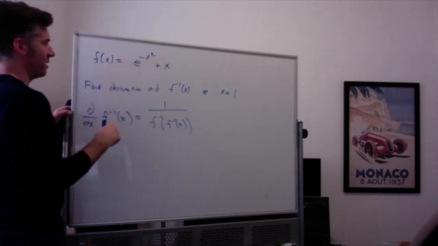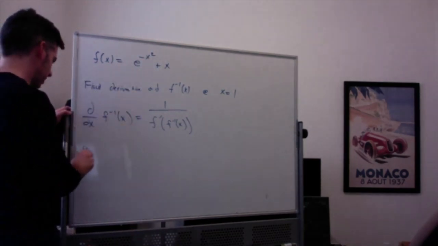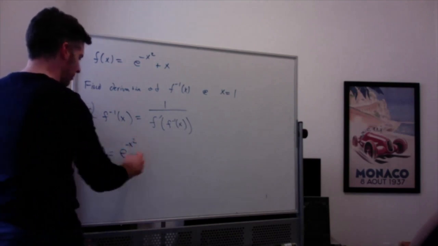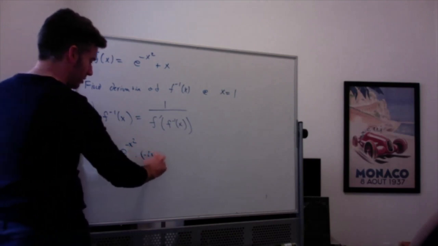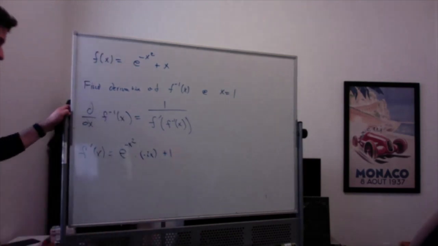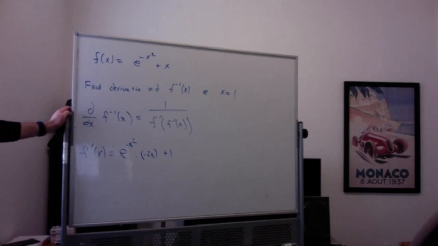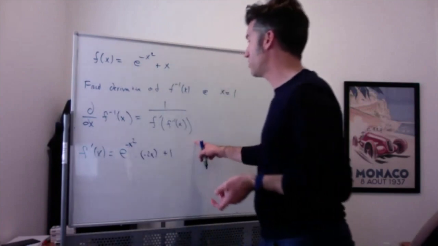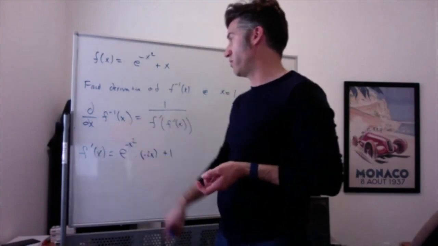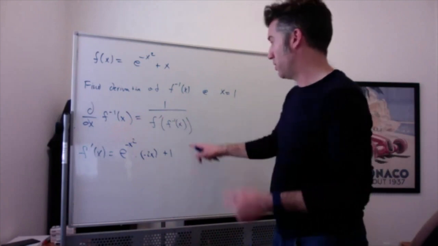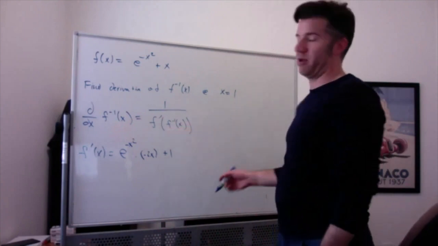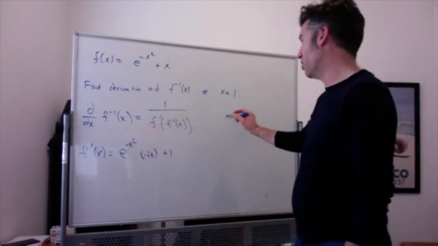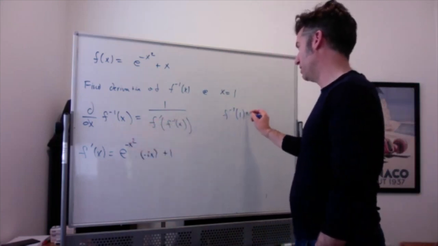So my function is f of x equal to e to the negative x squared plus x. My derivative is e to the negative x squared times the derivative of negative x squared, which is negative 2x, plus 1. And now I need to figure out what I'm trying to plug in. I'm trying to evaluate this at 1, which means I need to know what f inverse of 1 is equal to.